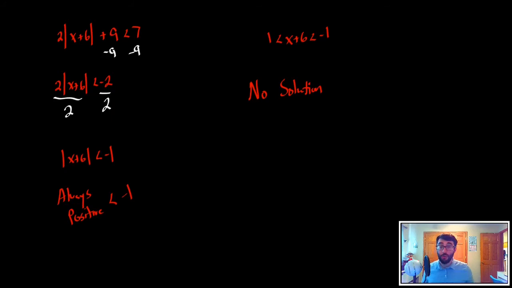So this is no solution. Think about it. You can't have a positive number be less than a negative number. That kind of defies how we built our number systems, okay? So this is no solution.